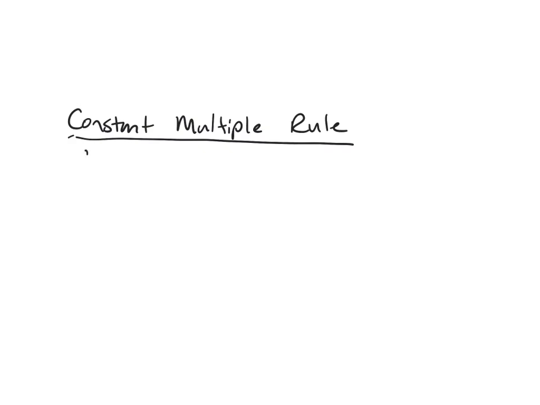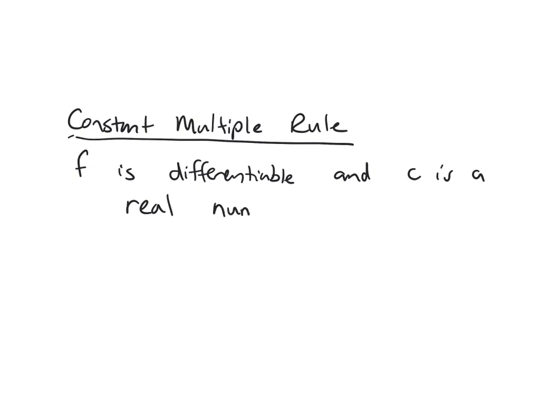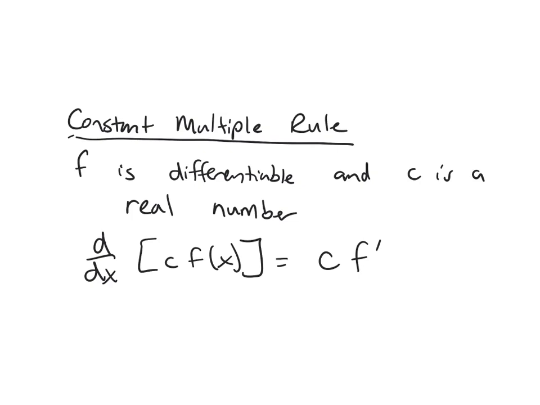So now let's look at something called the constant multiple rule. And it says if f is differentiable, and c is a real number, then when I'm taking the derivative of c times f of x, it's equal to c times the derivative of f.